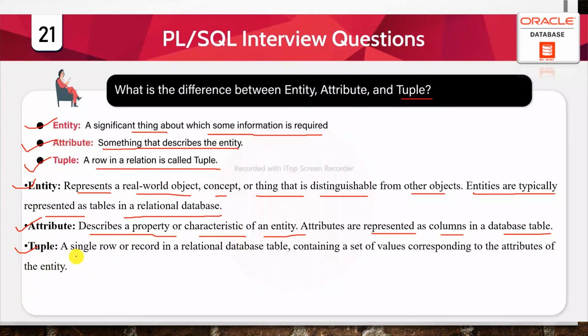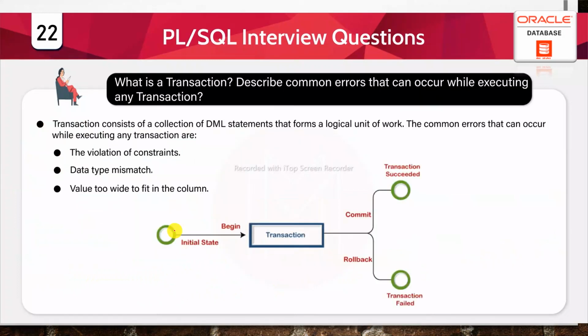In other words, we can say a single row or record in a relational database table containing a set of values corresponding to the attributes of the entity. So this is about entity, attribute, and tuple. This might be a question in your interviews. So question number 22.